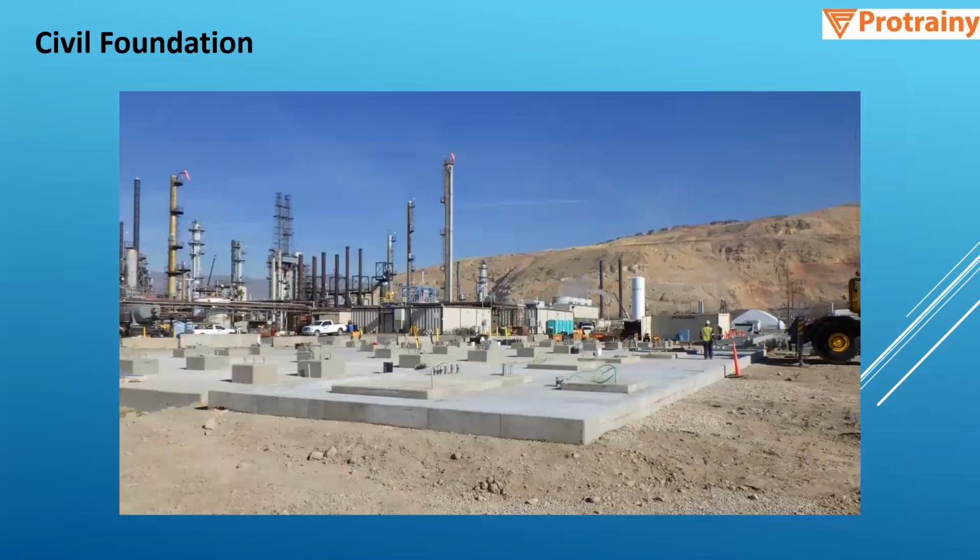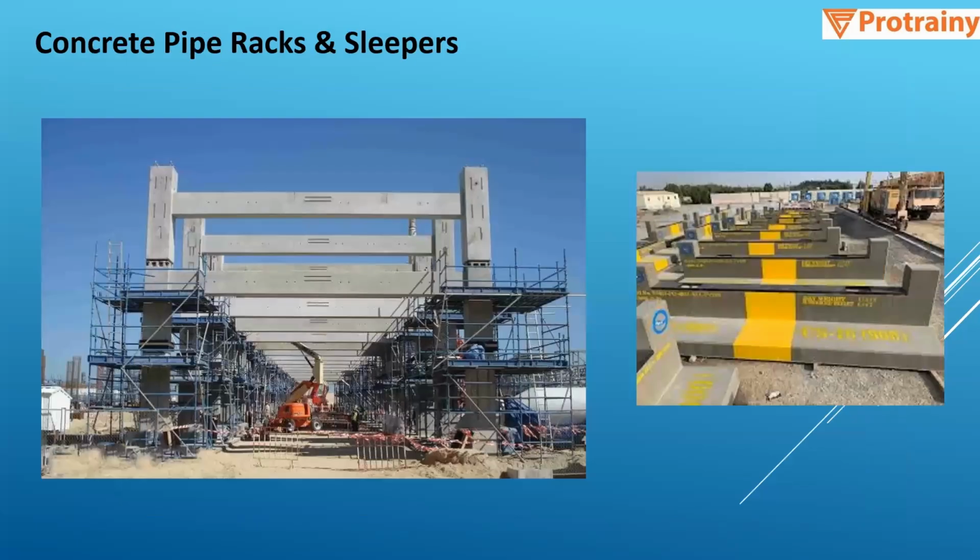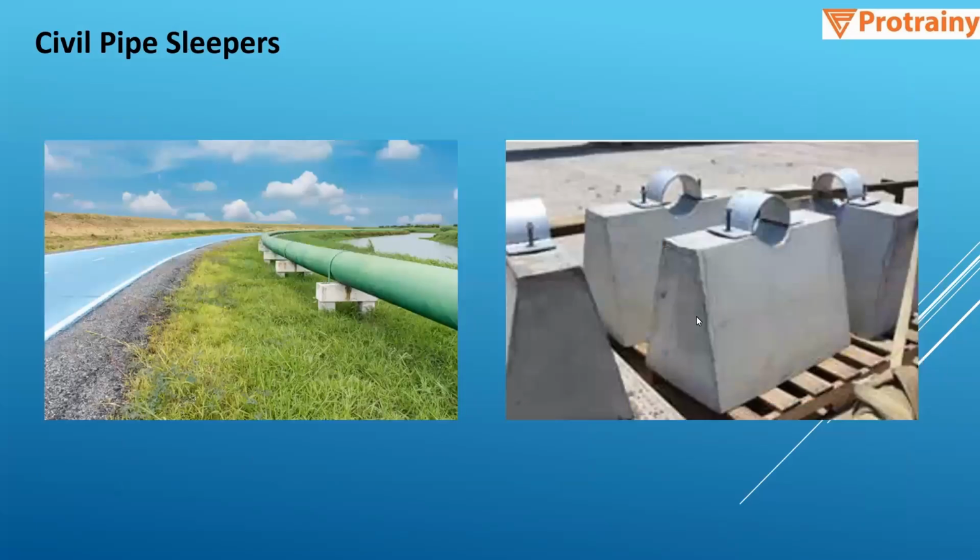Then we have the civil foundation for the equipment. So equipments will come here, and you can also see the wires. So the electrical connections will be done using this particular wire, and there are some pipes also left out for the underground, whatever the connections are there. Then we have concrete pipe racks and sleepers. So above the concrete pipe racks and sleepers, the pipe will come. So you can see the pipe is running over the sleepers, and it is anchored using this particular structure.